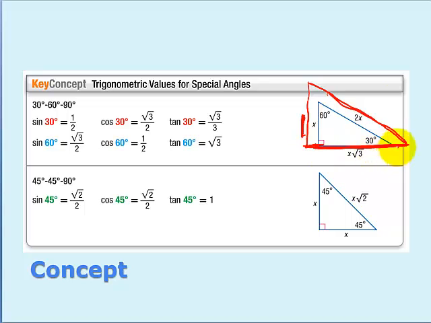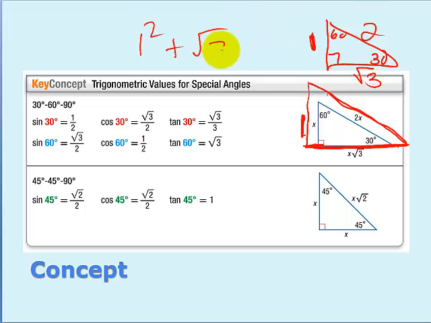So as long as you know that we have a 30 and a 60, across from the 30 is 1 unit, across from the 60 is root 3, across from the 90 is a 2. And it works in terms of Pythagorean. 1 squared plus root 3 squared is equal to 2 squared. True.